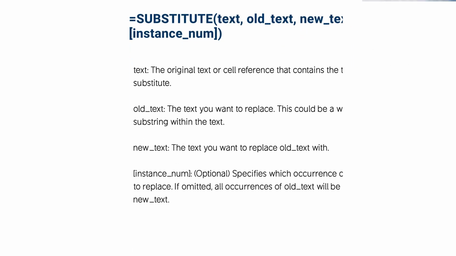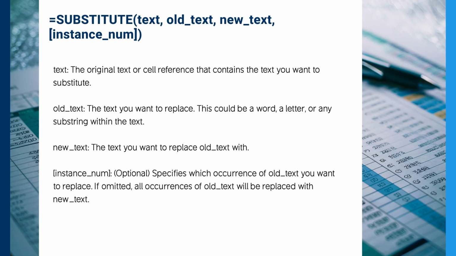Let's dive in. Here's what each part of the SUBSTITUTE function means. Text: the original text or cell reference that contains the text you want to substitute. Old_text: the text you want to replace. This could be a word, a letter, or any substring within the text. New_text: the text you want to replace old_text with. Instance_num, optional, specifies which occurrence of old_text you want to replace. If omitted, all occurrences of old_text will be replaced with new_text.